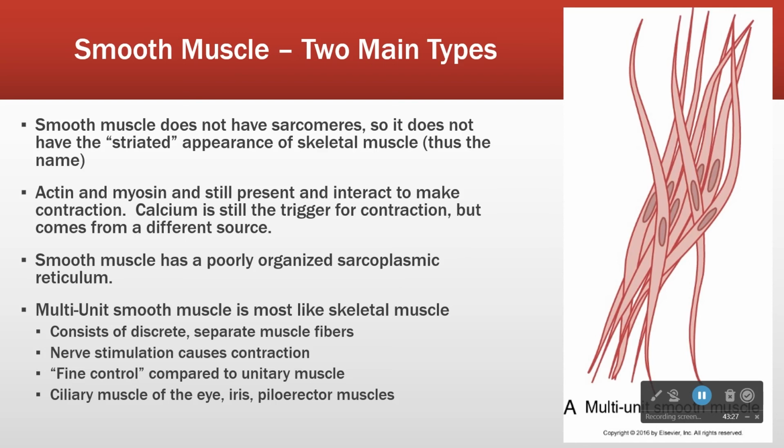So we have basically two different kinds. We have multi-unit smooth muscle, and then we have the more typical or unitary smooth muscle. Multi-unit smooth muscle is kind of somewhere between regular smooth muscle and skeletal muscle. So it has discrete, separate fibers. There is nervous system stimulation that causes the contraction of multi-unit smooth muscle. And it has relatively fine control compared to unitary muscle.